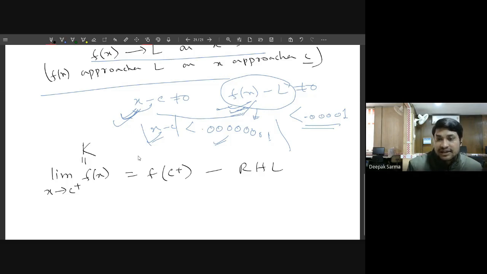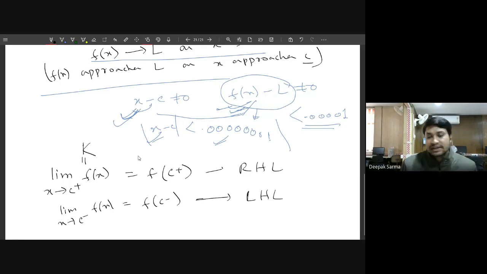Similarly, I can have x tends to c minus, or I can write f of c minus, and we call it left hand limit. In short, the meaning is when x is very close to c but less than c, f of x approaches a number, maybe here m. And the limit exists only when these two limits are the same.